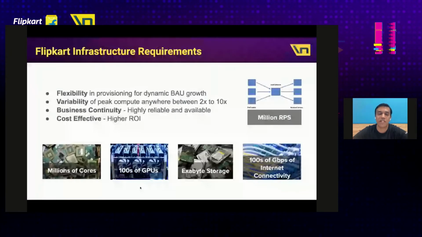We need to be very flexible in infrastructure capacity provisioning for handling this kind of dynamic BAU growth. Our peak compute variation is anywhere between 2x to 10x. And today, our external core systems handle millions of requests per second. At the same time, we have to be highly reliable and available, and we should be able to sustain any kind of user, systemic, or naturally triggered catastrophic events. All of this, and most importantly, we have to run everything in a very cost effective way, giving us the maximum return on investment on infrastructure.